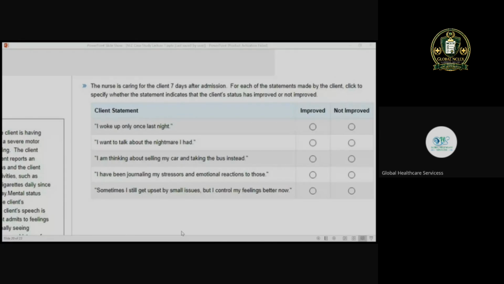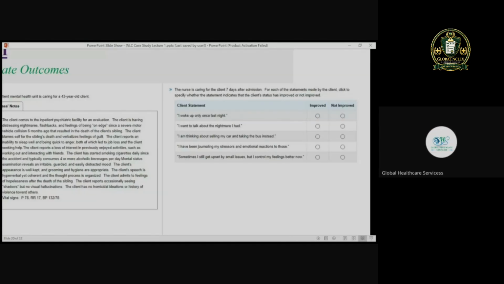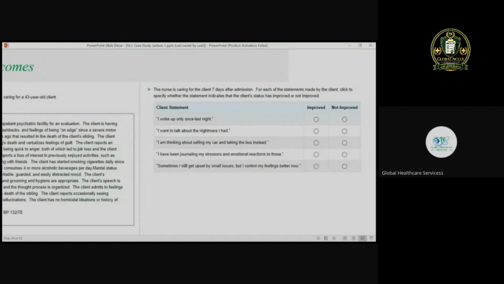I am thinking about selling my car and taking the bus instead. Improved or not improved? Not improved. Very good. This is a very tricky one because still in his mind is that it happened because of the car.